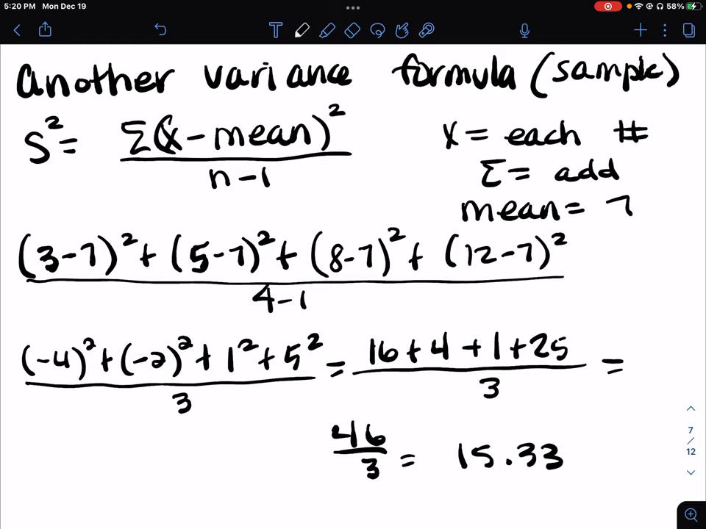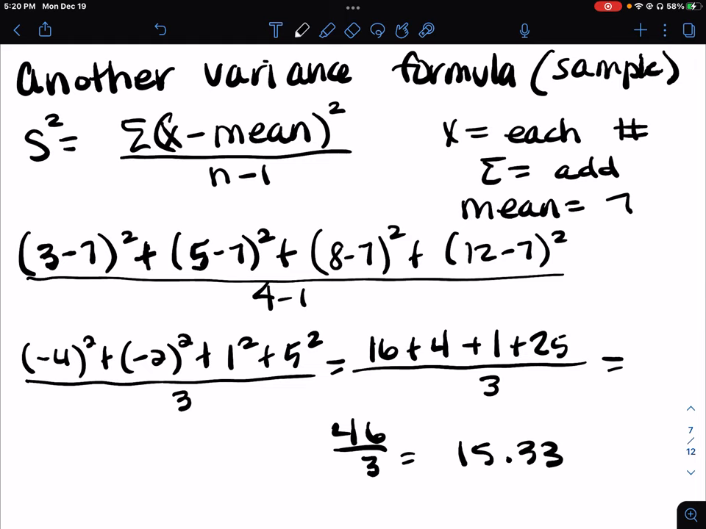Okay, the reason there's pluses in between this is because this means to add. Okay, remember the order of operations says do what's in the parentheses first. So we do those subtractions. 3 minus 7 is minus 4. 5 minus 7 is minus 2. 8 minus 7 equals 1. And 12 minus 7 equals 5.